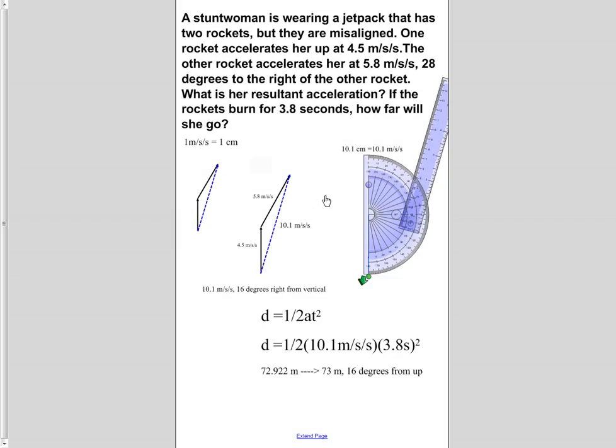So look for these kind of compound problems where you'll need a vector diagram to get started, and then you'll go back to using the answer to that vector diagram to find out more with kinematic equations. All right, let's start today's lesson.